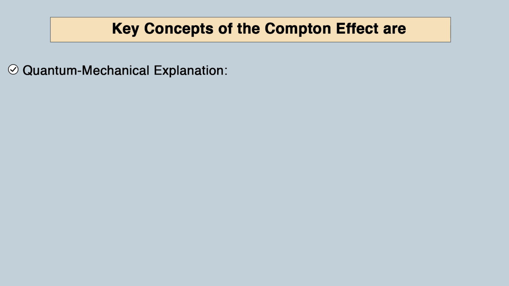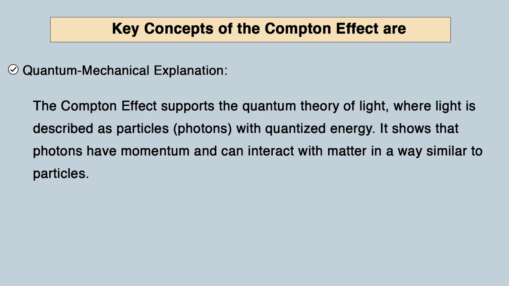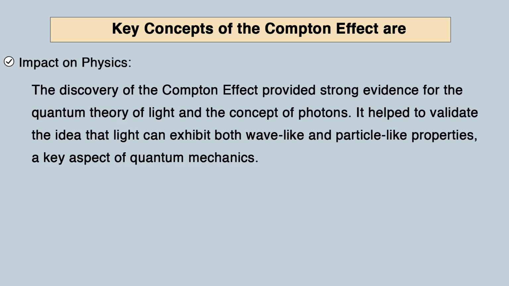The fifth key concept is the quantum mechanical explanation. The Compton effect supports the quantum theory of light, where light is described as particles, that means in terms of photons, with quantized energy. It shows that photons have momentum and can interact with matter in a way similar to particles. And the last key concept is impact on physics.